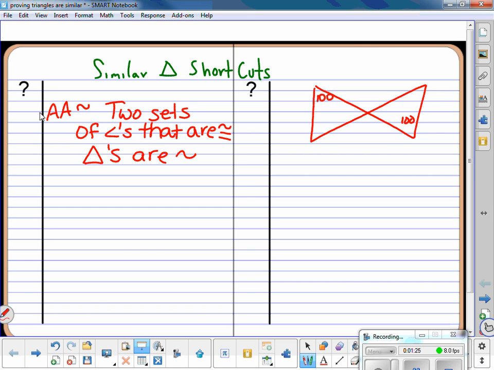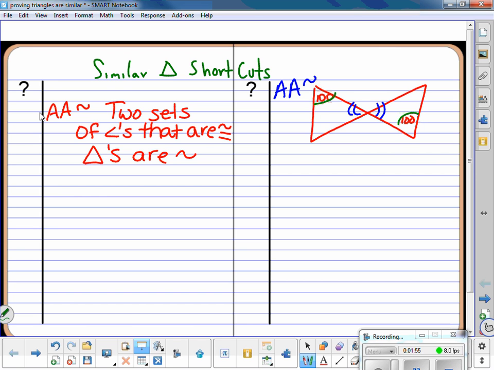If I have these two triangles right here, these are similar by AA. First of all, these two angles are congruent because they're both 100s. Then we also know, just from congruent triangles, these are vertical, so they're also congruent. So I have two angles of one triangle congruent to two angles of another triangle. So this is angle, angle similarity. Okay?